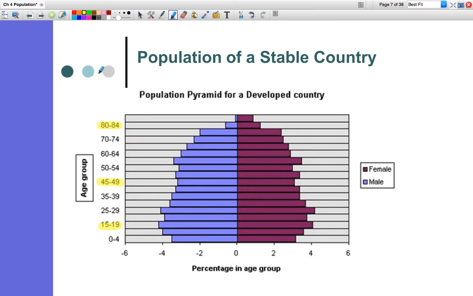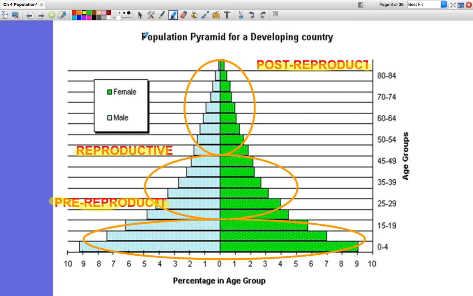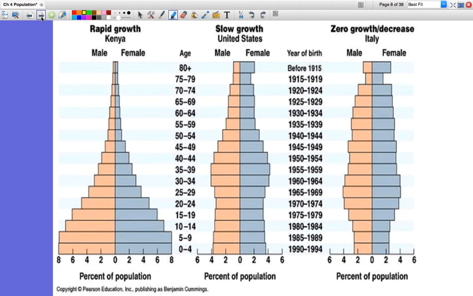But there's very little difference compared to our developing country, where we had individual males or females in their 80s and the females and males in their teens. You can see that there's close to 6 to 7% difference in population distribution. So here they are all side by side.